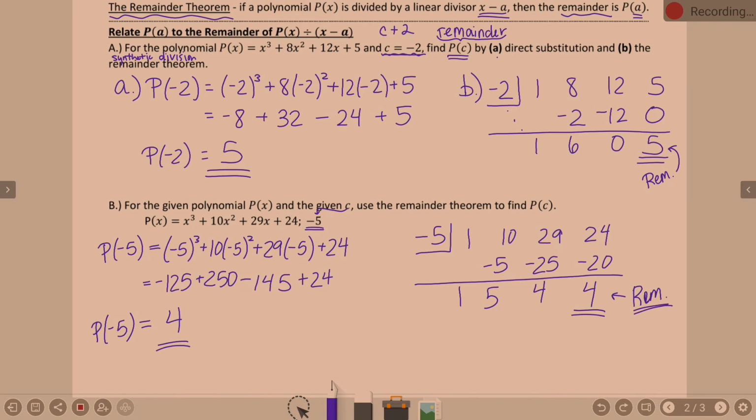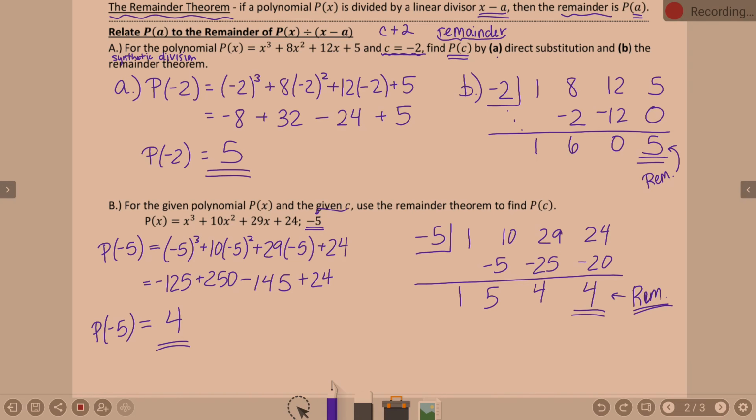Okay. You do you on this, okay? If you're ever asked to use the remainder theorem to find the remainder, I interpret it as either or. You can plug that value in, or you can use synthetic division to essentially just divide it, ignore the rest of the answer, and give your remainder. Okay?